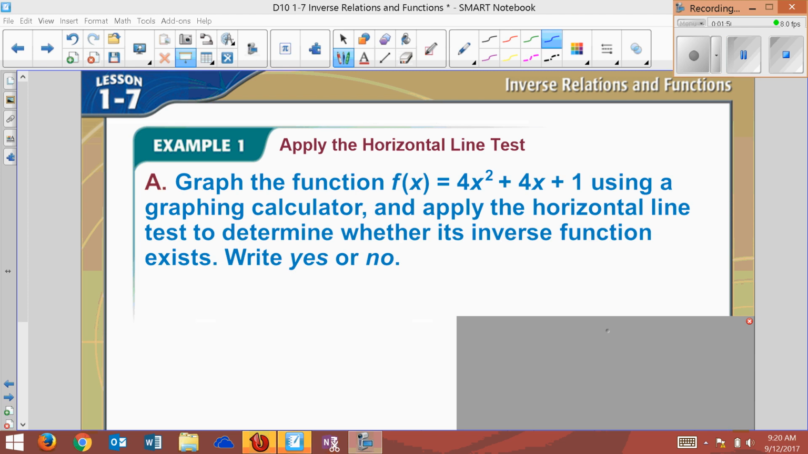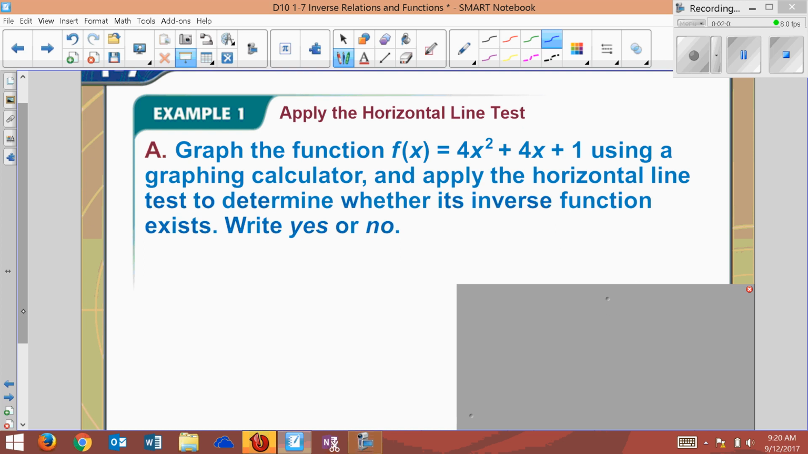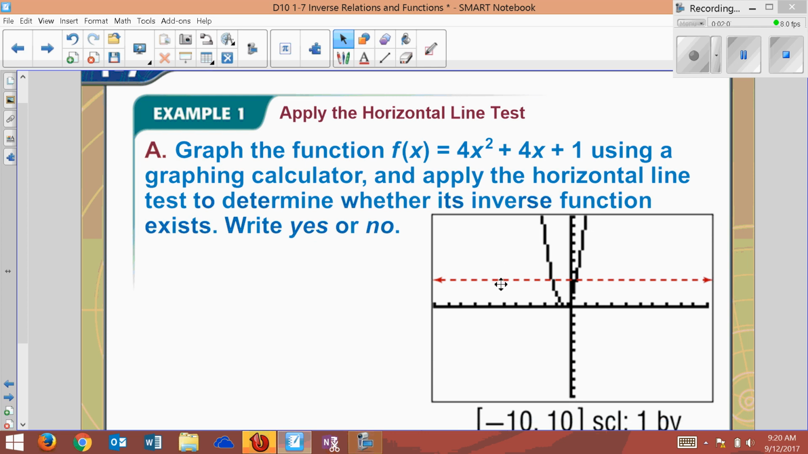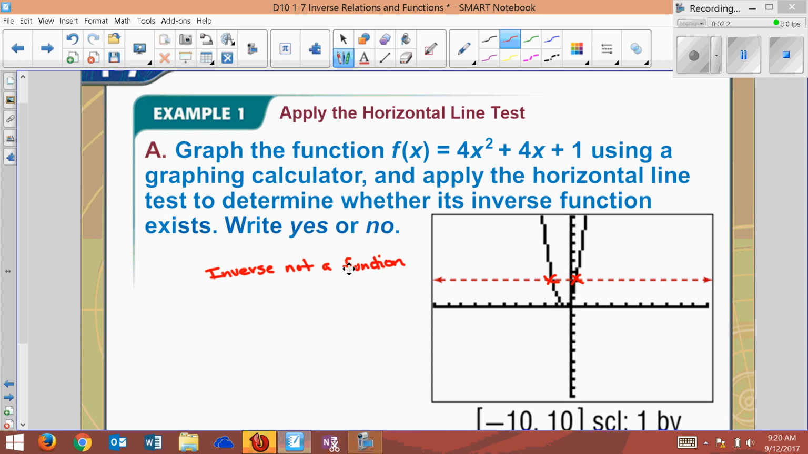It says on part A, graph a function given here using a graphing calculator and apply the horizontal line test to determine whether its inverse function exists, right? Yes or no. Well, here's the picture. Without graphing it, we get this picture. Since it does not pass the horizontal line test, it hits twice. Because of this, its inverse will not be a function. It could have an inverse, but its inverse would only be a relation.